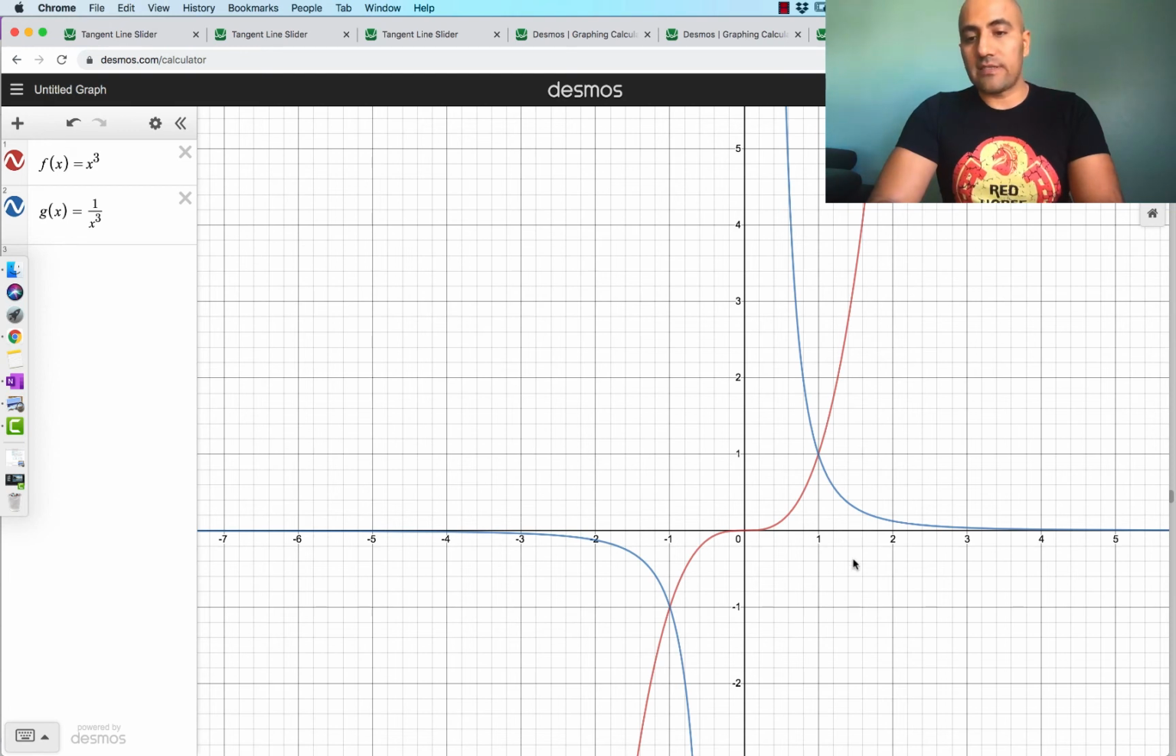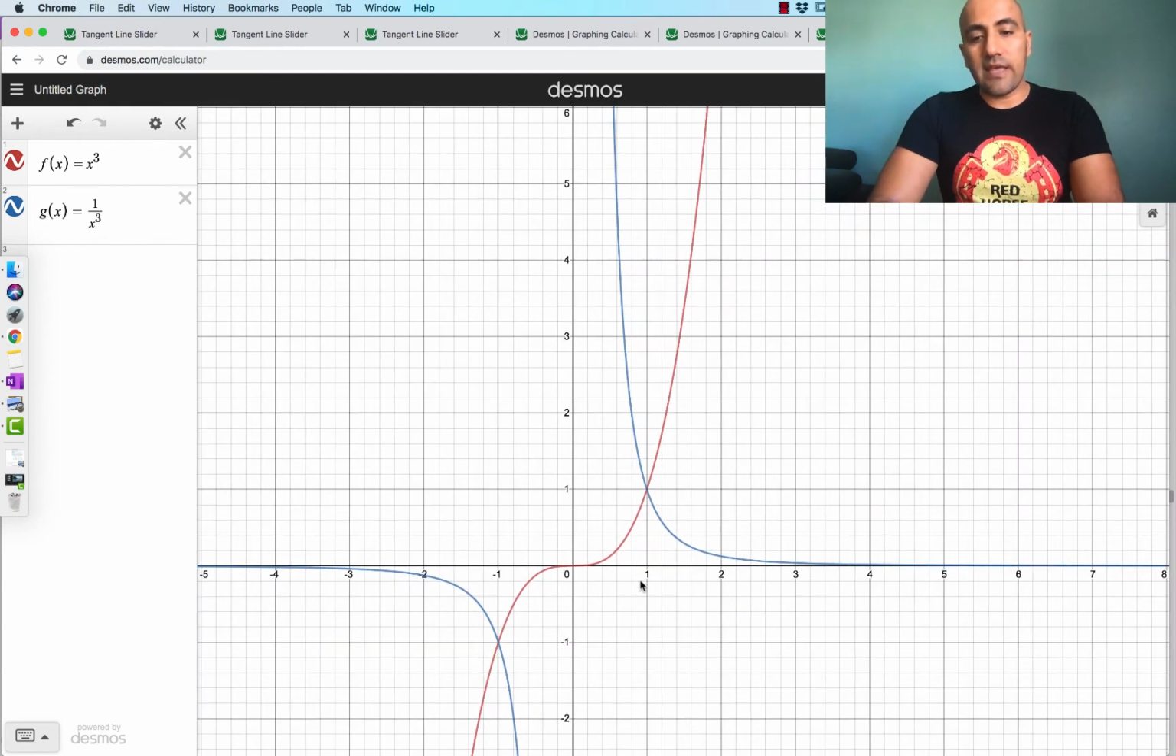So let's first of all consider in this direction. Notice that as the input values grow larger and larger, x cubed is going to grow larger and larger, so it's going to grow toward infinity. On the other hand, as the input values of x grow toward positive infinity, the output values are going to get closer and closer to 0. That's what we want to get out of this.